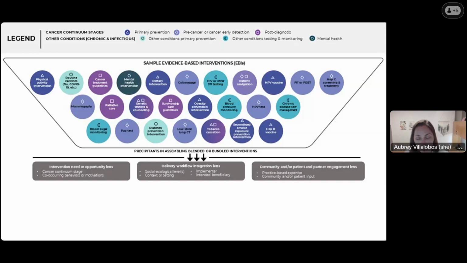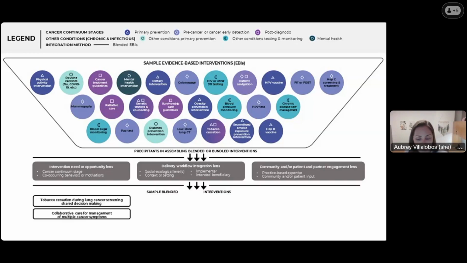Interventions that incorporate similar components and their delivery is supported with common implementation strategies may be well suited for blending into one holistic intervention. Whereas some cancer screenings cannot be delivered together, but could be bundled and supported through integrated strategies like reminder recalls and navigation for that intentional sequencing. Next slide, please.